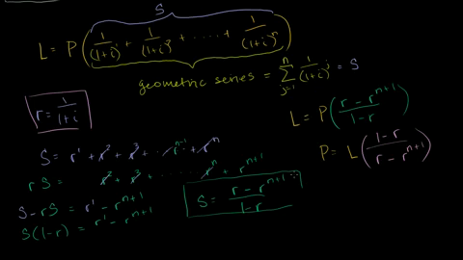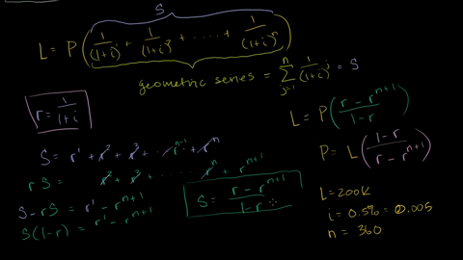Let's actually apply it. So let's say that your loan is equal to $200,000. Let's say that your interest rate is equal to 6% annually, which is 0.5% monthly, which is the same thing as 0.005. This is the monthly interest rate. And let's say it's a 30-year loan. So n is going to be equal to 360 months. Let's figure out what we get.